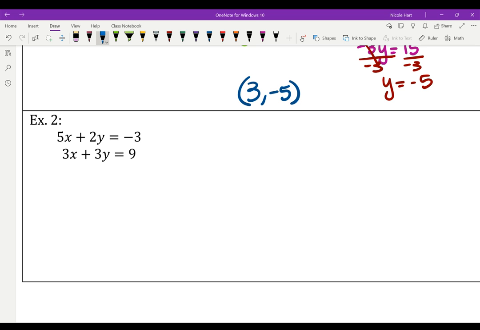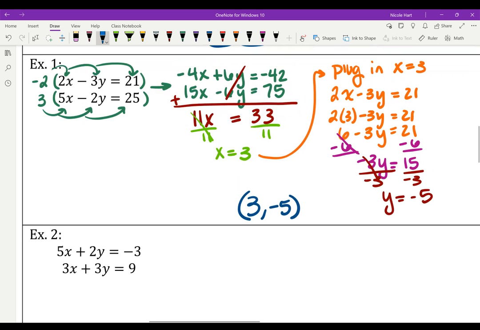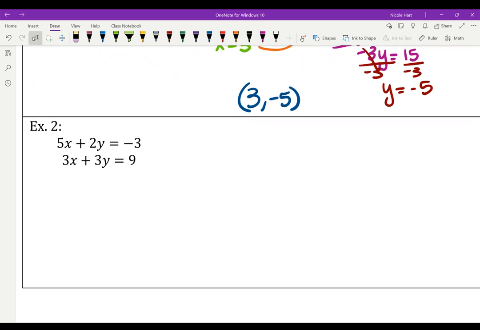Again, I could multiply to change the x's to cancel out the x's. If I were to do that, I could multiply the top equation by 3 and the bottom equation by negative 5. Or to get rid of the y's, I could multiply the top equation by 3 and the bottom equation by negative 2. It truly does not matter. Previously I canceled out the y's, so let's go for canceling out the x's this time just to give us a different change of pace.